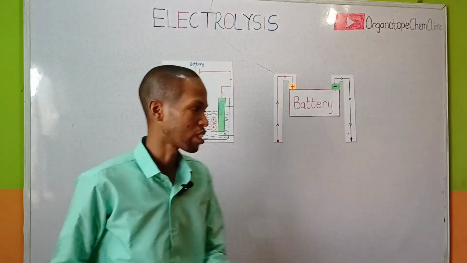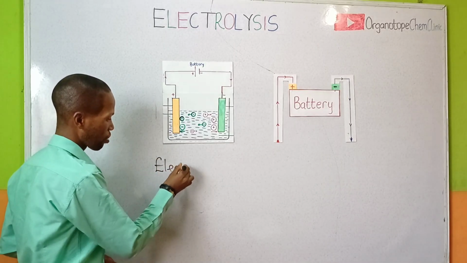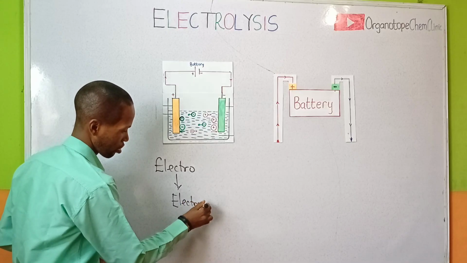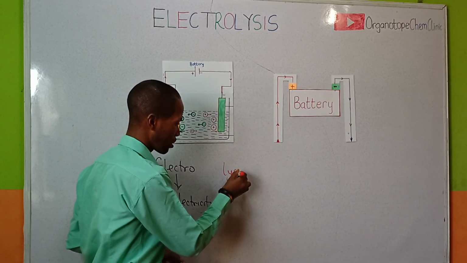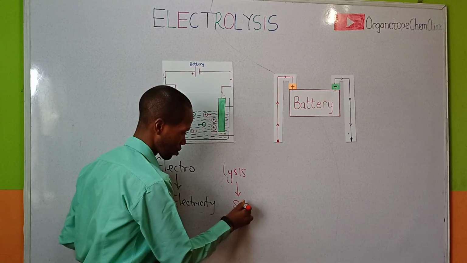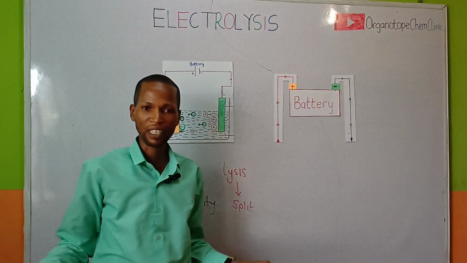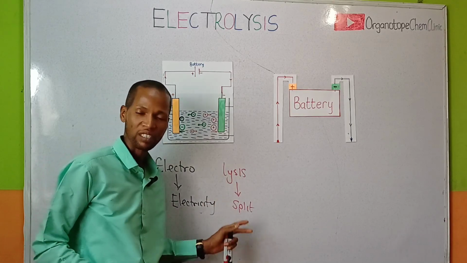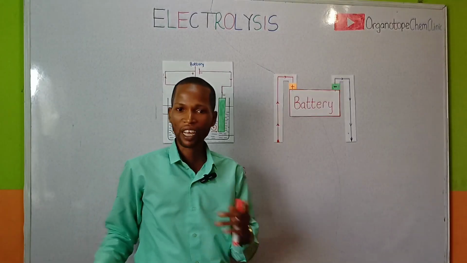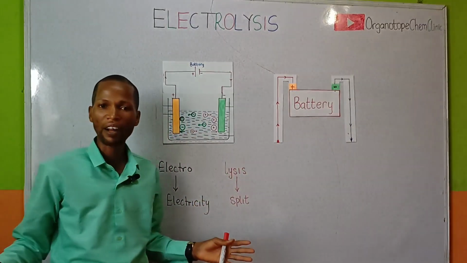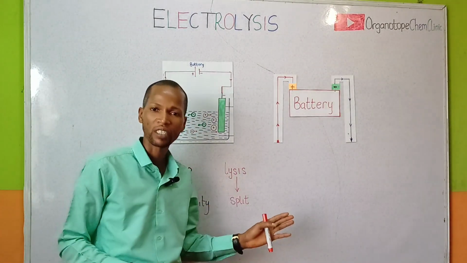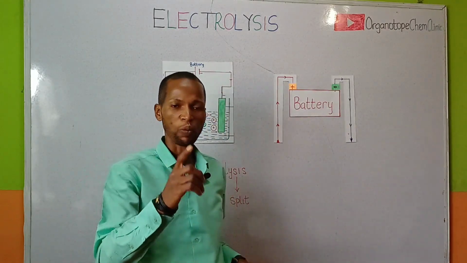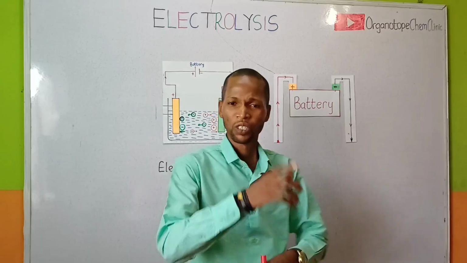From the term electrolysis, electro can be related to the word electricity, while lysis implies splitting. So what is electrolysis? Electrolysis implies using electricity to split substance into parts. Since electricity is required to carry out the chemical decomposition or the splitting of the chemical substance, therefore an external source is needed for a non-spontaneous reaction to occur.